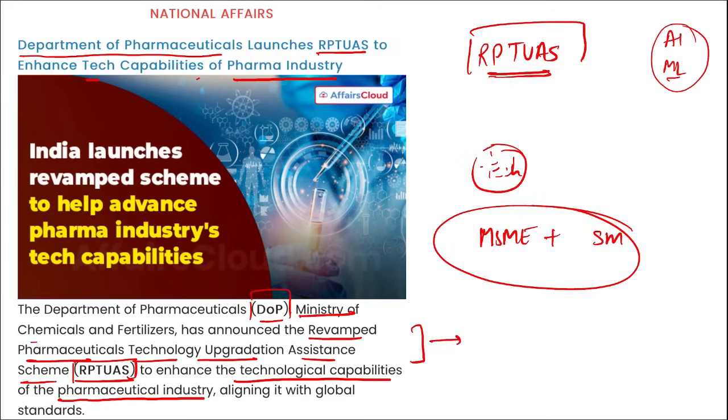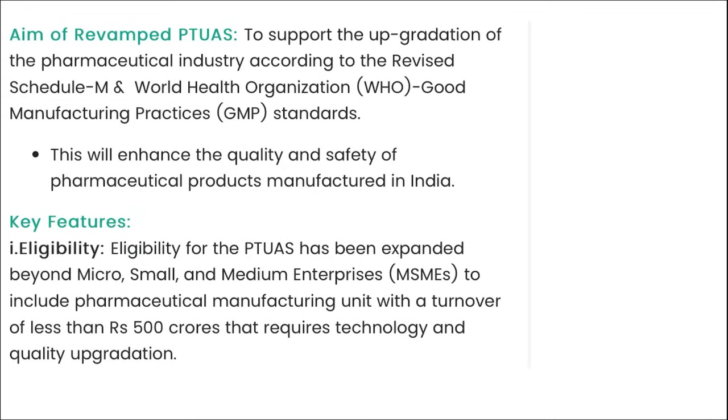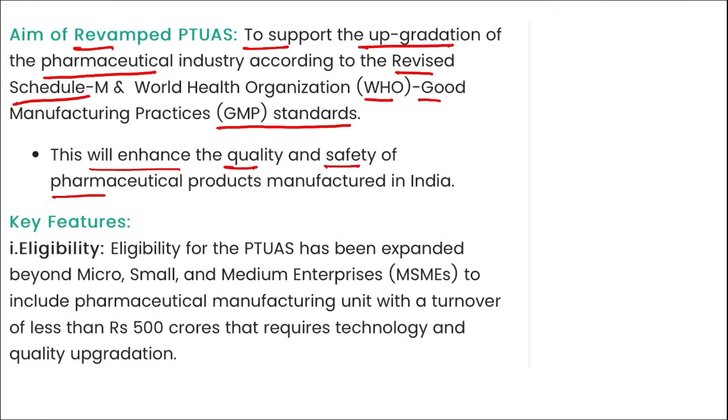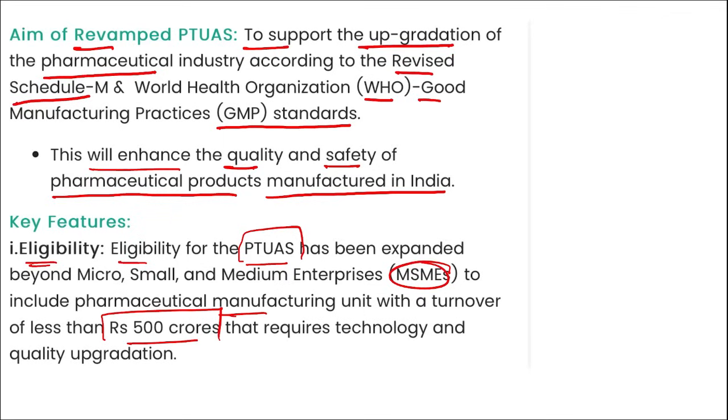that comes under the Ministry of Chemicals and Fertilizers. And why was this launched? To enhance the technology in the pharma industry. Here you can see what is the aim: to support the upgradation of the pharmaceutical industry according to the revised Schedule M and WHO Good Manufacturing Practice Standards. This will enhance the quality and safety of the pharmaceutical products manufactured in India. And if we talk about the eligibility, here the eligibility for the PTUAS has been expanded beyond MSMEs to small manufacturing units also of less than 500 crore rupees that require technology and quality upgradation.